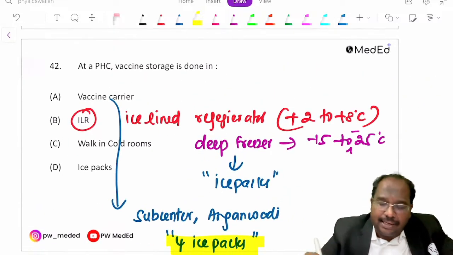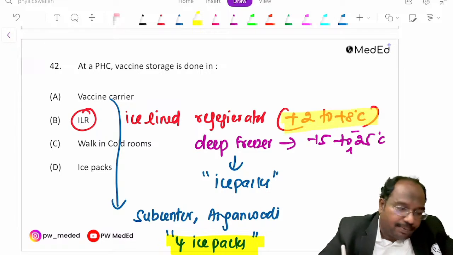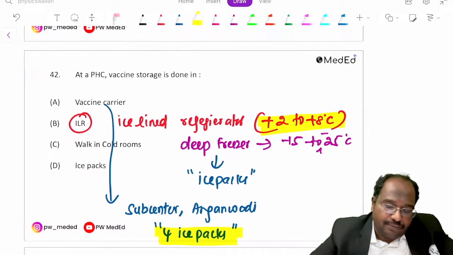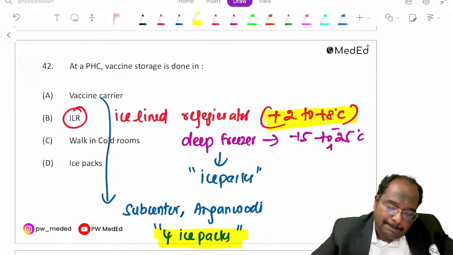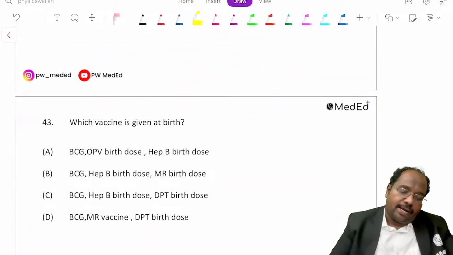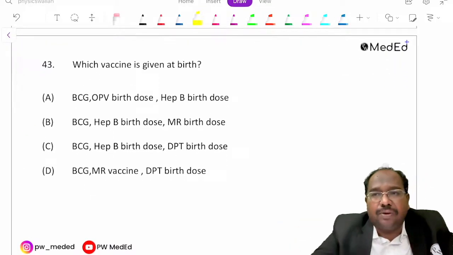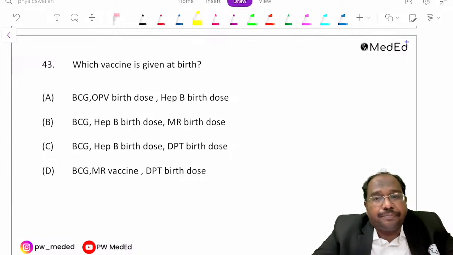What is the ideal temperature for vaccines? This is the ideal temperature, +2 to +8 degrees Celsius. Come on, answer this question. Last few questions, 7 o'clock we will finish it. Yes. Which vaccine is given at birth?